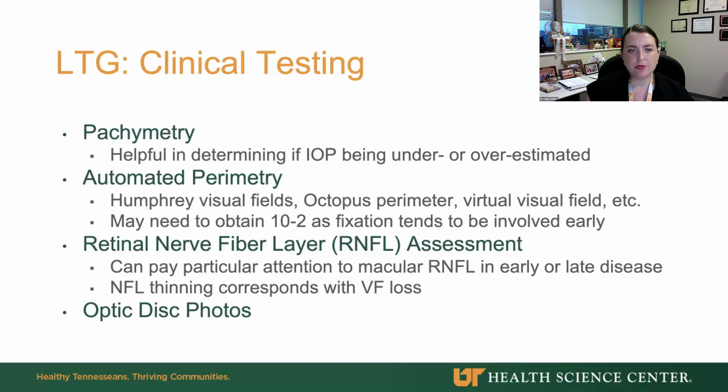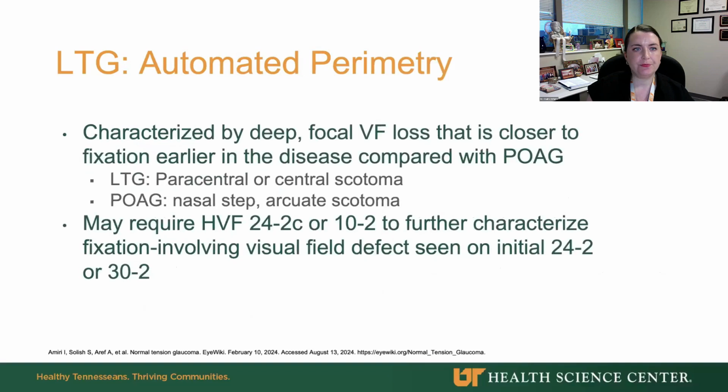And it's important to note you actually may need to follow up with a 10-2 visual field, as fixation loss tends to be involved early in these patients. So that's an important note. I recommend getting a formal assessment of the retinal nerve fiber layer, and you can pay particular attention to the macular retinal nerve fiber layer in early or late disease. And this nerve fiber layer thinning, as with all glaucoma patients, should correspond with visual field loss. And then you can also obtain disc photos.